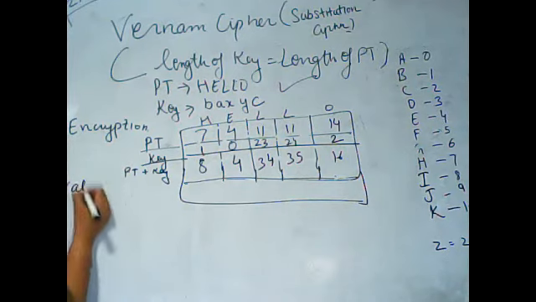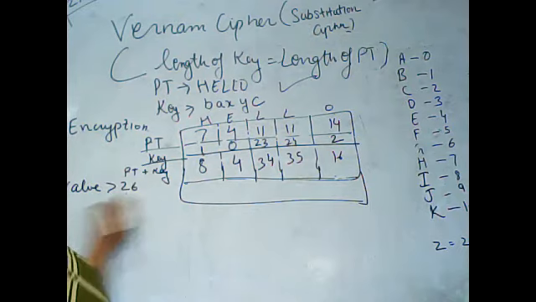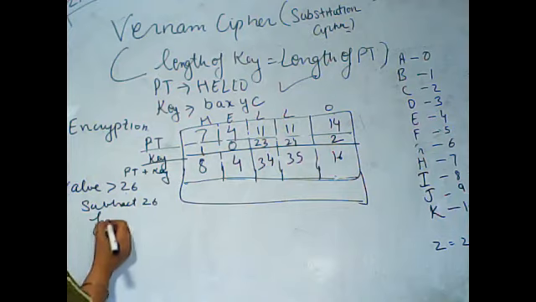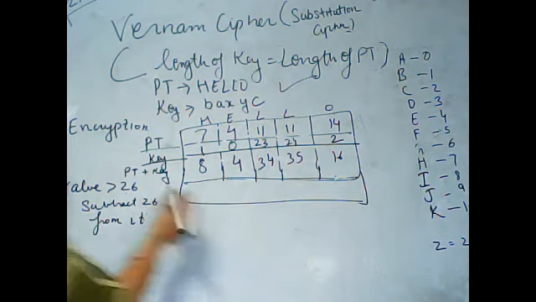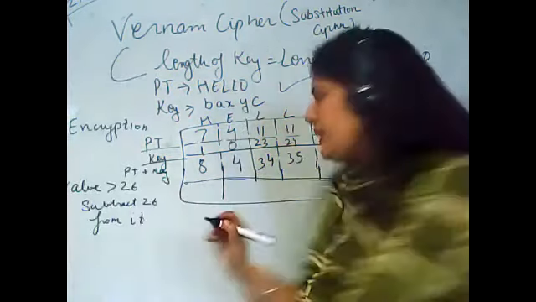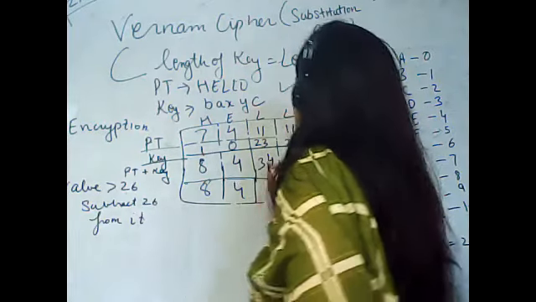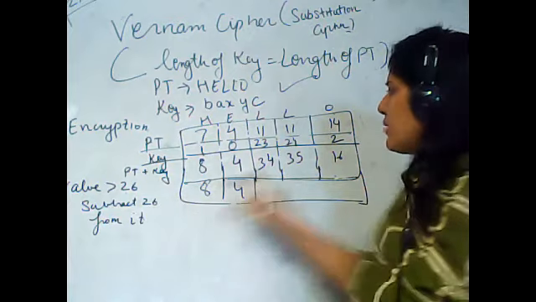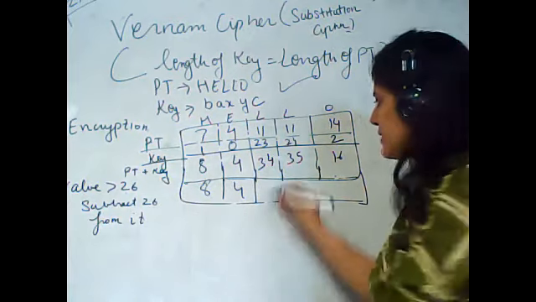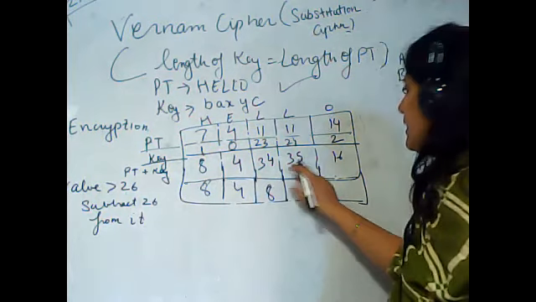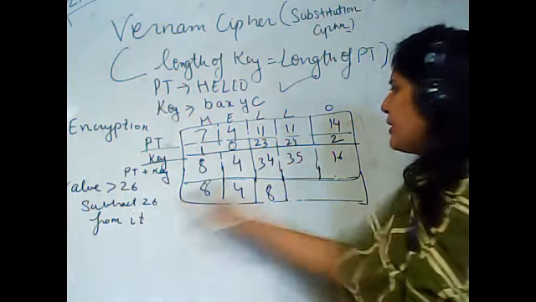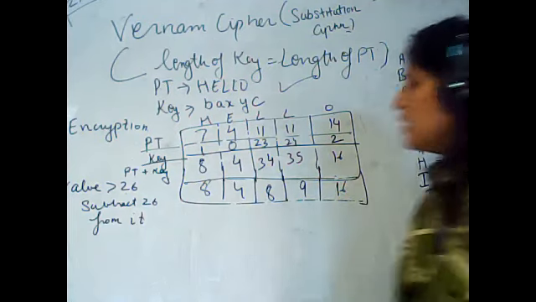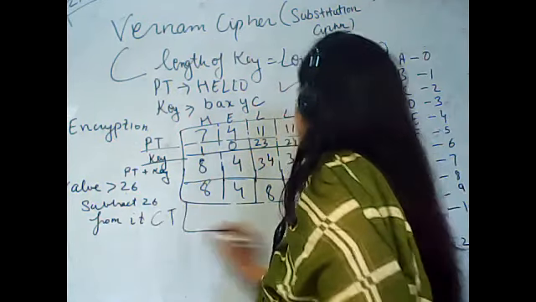If the value is greater than 26, subtract 26 from it. So 8 will remain the same, that is 8, and 4 will remain the same. 34 is greater than 26, so we will subtract 26 from 34. The answer we get here is 8. Again 35 is there, so we will subtract 26 from 35 and get 9. 16 will remain 16. So what is the value of the ciphertext here?